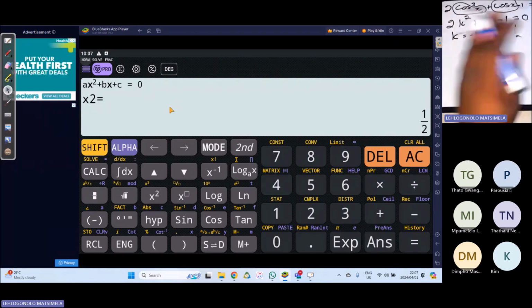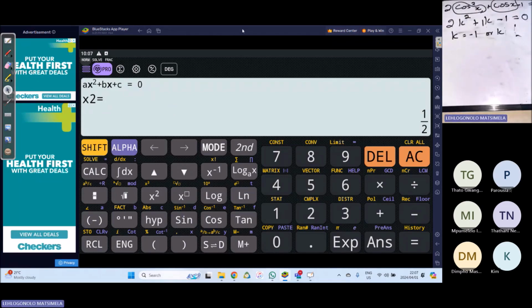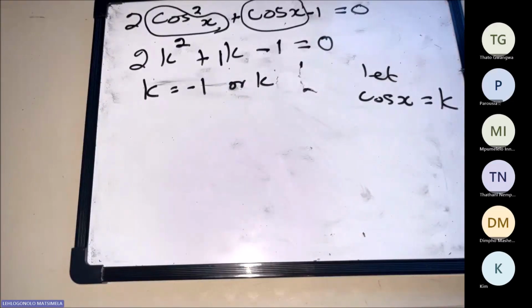Or we can now, let me remove it. We can now, and don't ask me how to get this calculator, please. Not important for you.